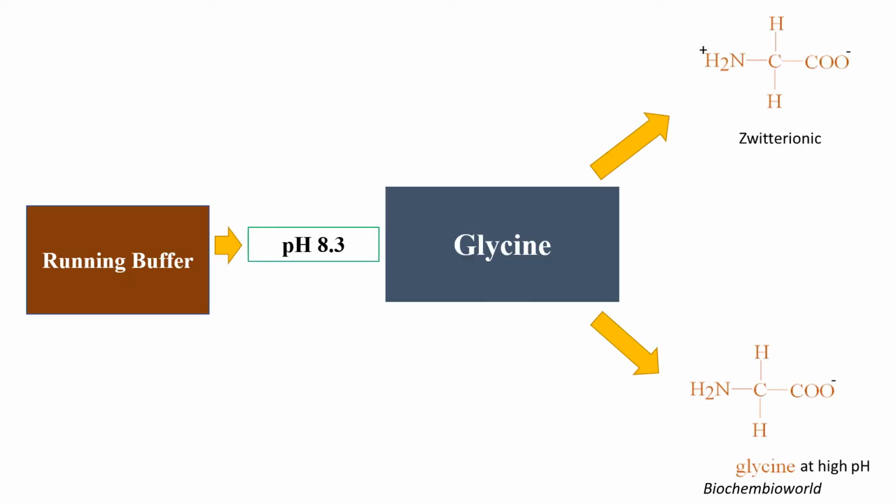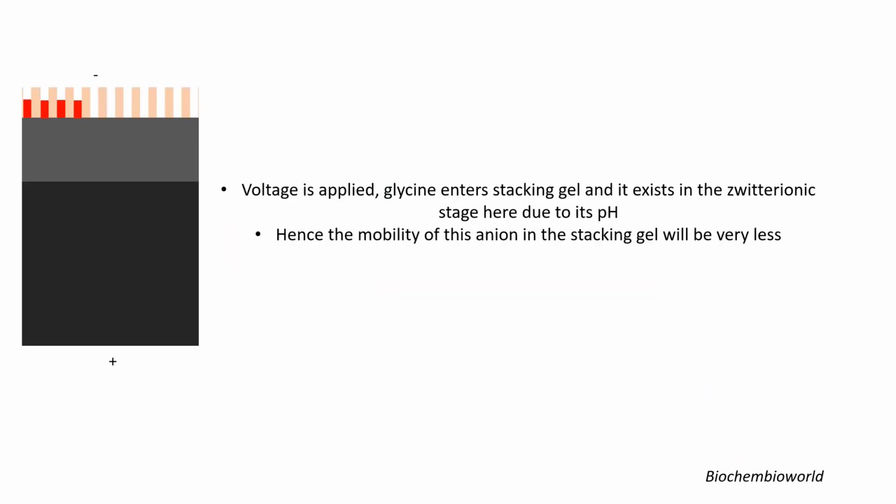The glycine molecule in the running buffer, which has pH 8.3, predominantly exists in two forms, that is, in the neutral form and in the positively charged form. So when the voltage is applied, what happens? These glycine molecules are forced to enter the stacking gel. The light gray is the stacking gel and the dark one represents the separating gel.